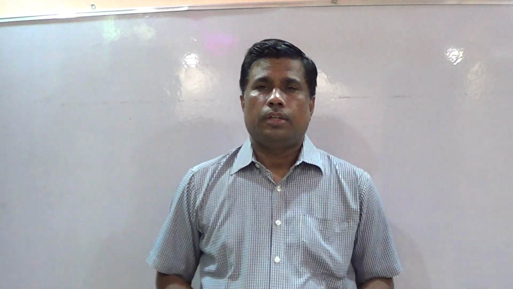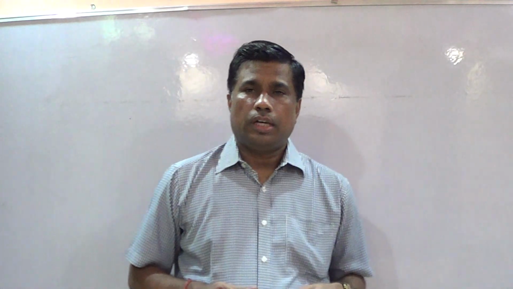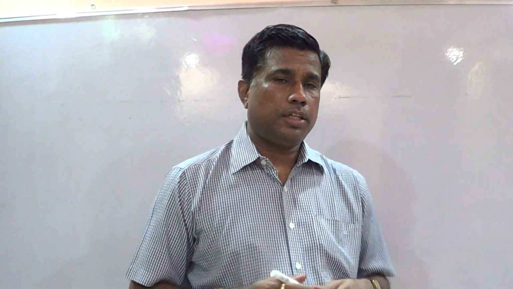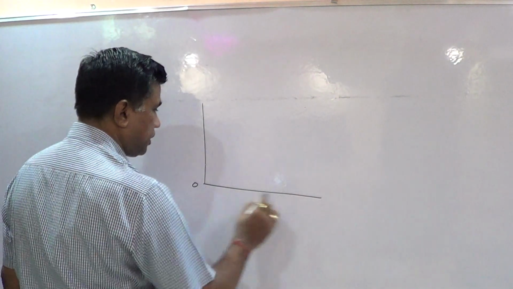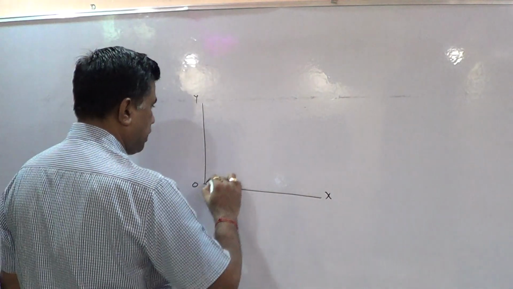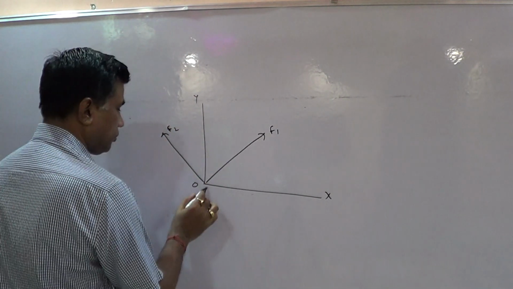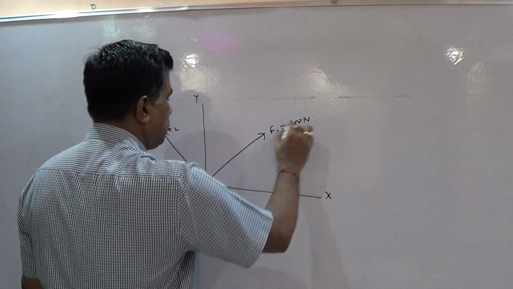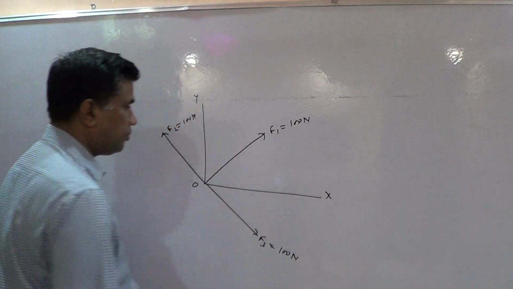Hello students. In the previous video I solved one numerical which is based on resolution of vectors. I am going to solve the same numerical in a different manner. Students, see it. As I told, there are three forces acting at different angles but they have similar magnitude. These are the forces of 100 Newton each. All the forces are of 100 Newton each.